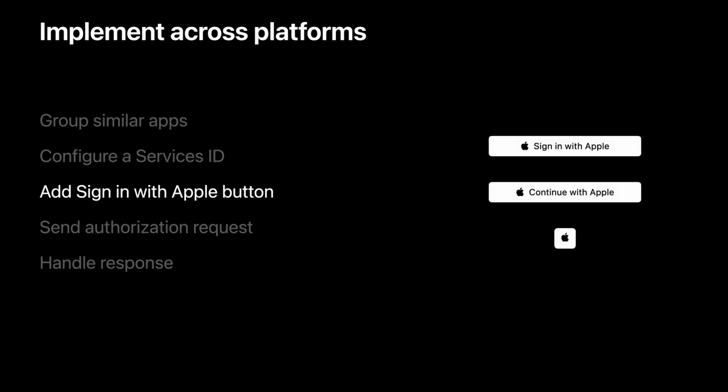You've configured a services ID to support Sign In with Apple on your website. You'll need a button to show users your website supports Sign In with Apple. Apple provides a highly configurable button API to generate Sign In with Apple button images. Use this to customize and embed your button of choice in your app or website.